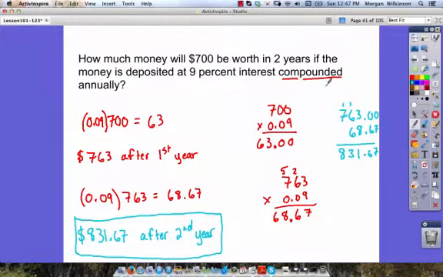The key difference between compound interest versus simple interest is that compound interest starts over after every year based on the amount you have at the beginning of the year. The simple interest will always stay the same based on what you originally started with.